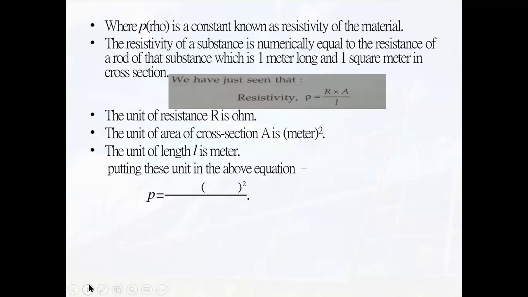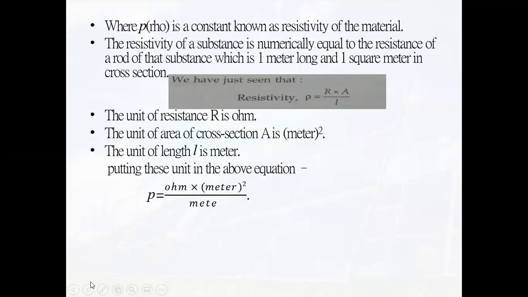The resistivity of a substance is numerically equal to the resistance of a rod of that substance, which is 1 meter long and 1 square meter in cross section. So we have the resistivity rho is equal to R into A upon L.